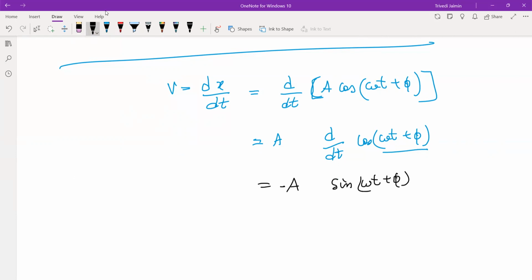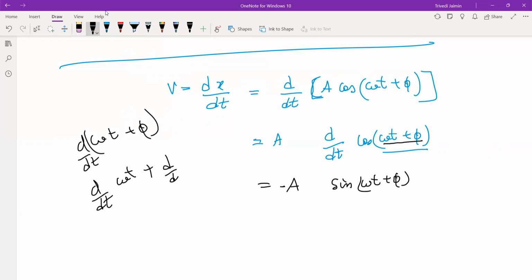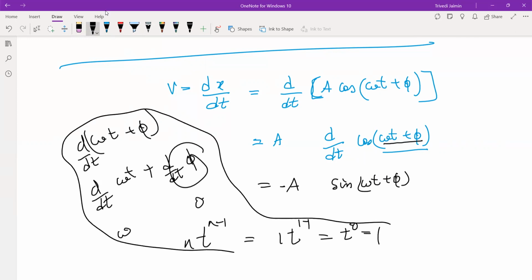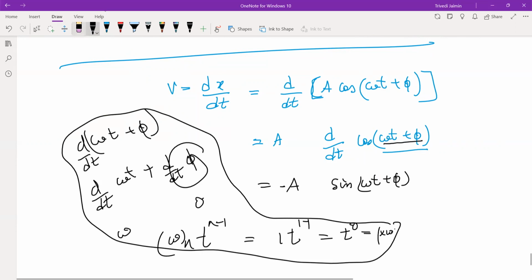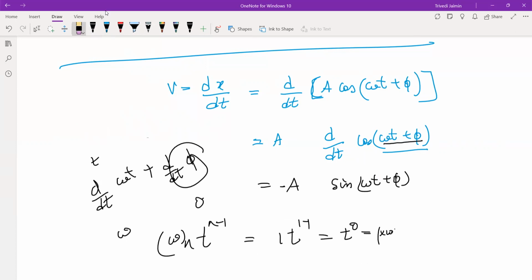Now we have the minus sign as it is. Now we differentiate this one, but inside we have something with t, so we cannot leave it alone. We need to differentiate the inside term, omega t plus 5. Omega acts as a constant: d by dt of omega t plus d by dt of 5, and this will be 0. This will be omega, because the differentiation of t to the n is n t to the n minus 1. Here n is 1, so 1 into t to the 1 minus 1, which is t to the 0, which is 1. So this whole term will be 1 into the constant omega. So we have to write omega there. That's it.